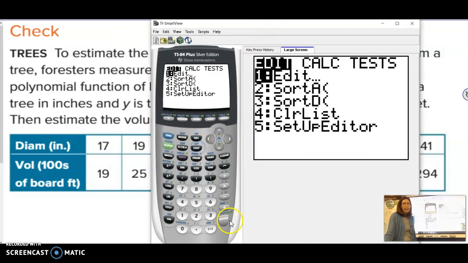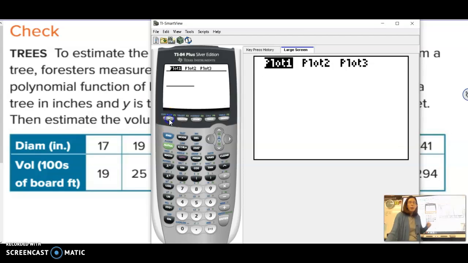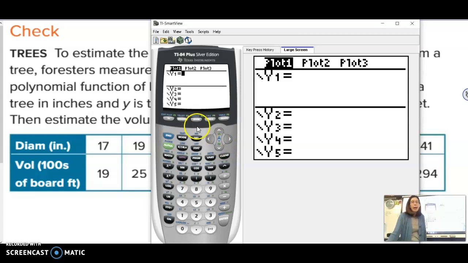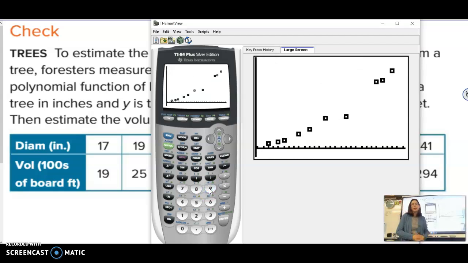So I hit Stat, Edit. I went up here and hit Clear, and then I put it into both L1 and L2, and I put in my new data. I'm going to go to my y equals, and I'm going to clear out whatever's in there because I don't want a previous problem in there. And I'm going to go ahead and do zoom 9 again just to see what this data looks like, to give me an idea of what kind of model it might be.